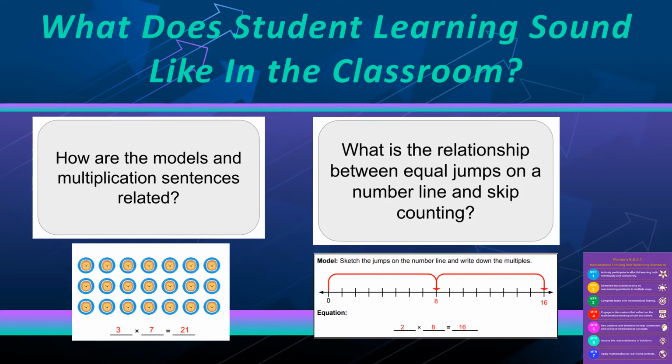Our second question, what is the relationship between the equal jumps on the number line and skip counting? I like to tell my students that our jumps equal our one factor, and how many mini jumps we do inside is our other factor. So here we have an example where there are 2 jumps to get to the product of 16. And as we notice, the halfway point is the 8. So that means there are 8 smaller jumps on the inside. So 2 big jumps times 8 small jumps equals 16.